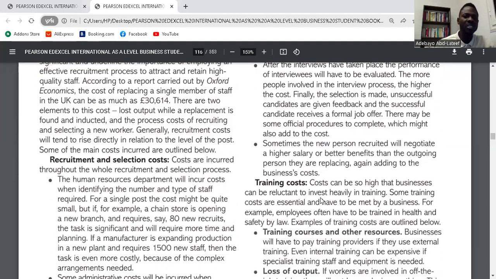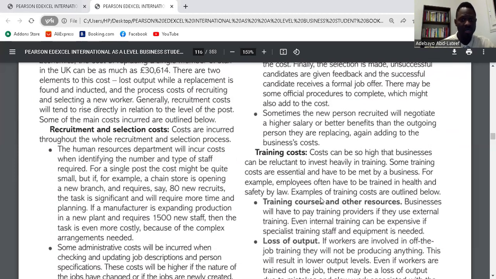We start with the first stage. Costs are incurred throughout the whole recruitment and selection process. First, the human resources department will incur costs when identifying the number and type of staff required. For a single post, the cost might be quite small. But if a chain store is opening a new branch and requires, say, 80 new recruits, the task is significant and will require more time and planning.